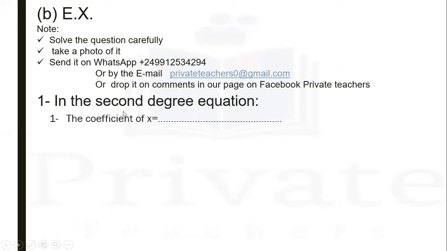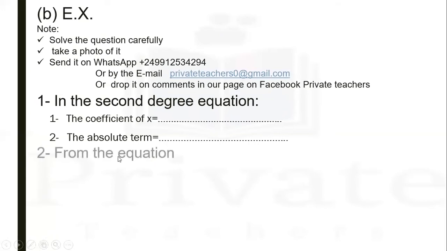This is the exercise in the second degree equation, the coefficient of x. We mean by the coefficient of x, b. So, what is the rule of b? Here, the absolute term. Also, what is the rule of the absolute term? From the equation, x to the power of 2 minus 2x minus 15 is equal to 0.